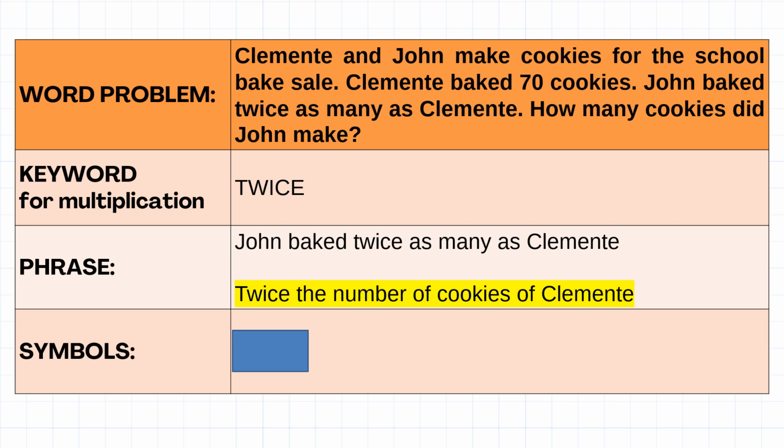And how many cookies did the Clemente bake according to the problem? That is 70. So in symbols, that will be 2 times 70. So twice the number of cookies of Clemente, or that is twice as 70. So 2 times 70, that will be the representation of the total number of cookies John make. And that's the final answer.